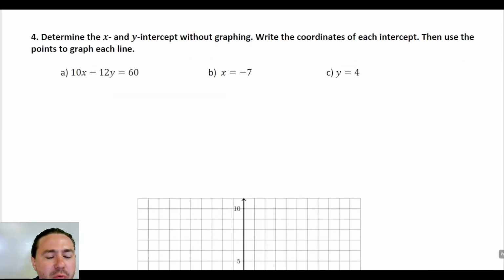So in this next section, we're going to try to figure out where the x and y intercepts are before we graph, and then we'll use those intercepts to help us graph, although we'll kind of go back and forth here. To find the x and y intercepts, we need to understand what's going on in the graph at those points.